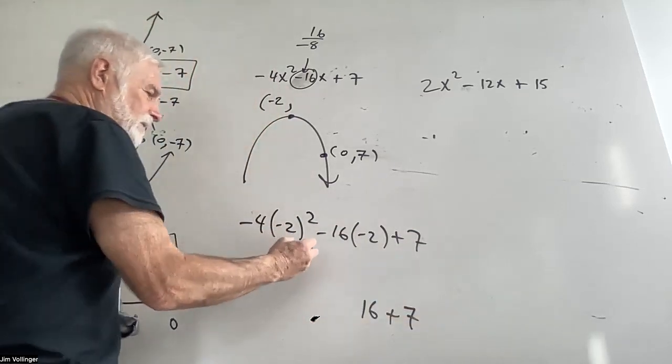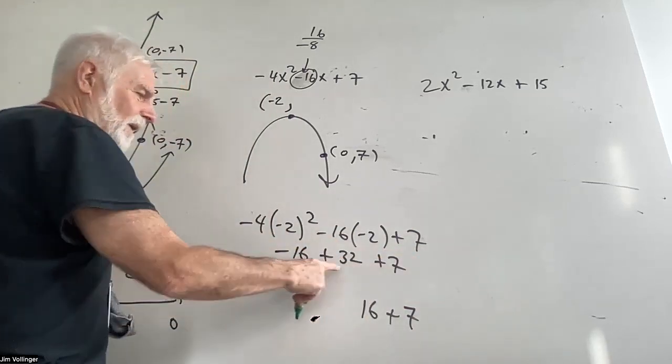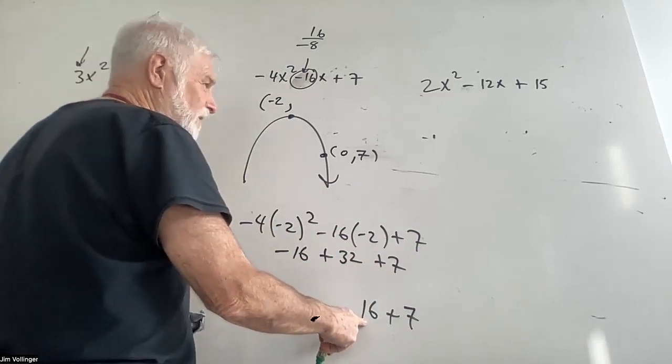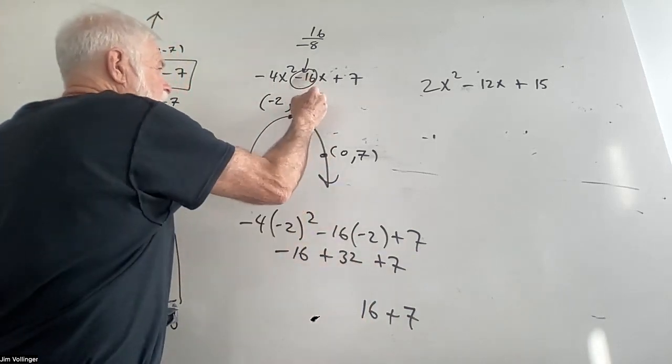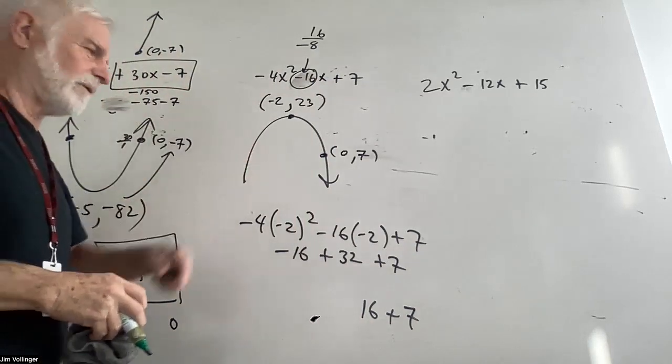So this is minus 16. This is positive 32. This is positive 7. Minus 16 plus 32. 16 plus 7. 23. I didn't have to put it in graphing form to graph. It's easier just to sketch.